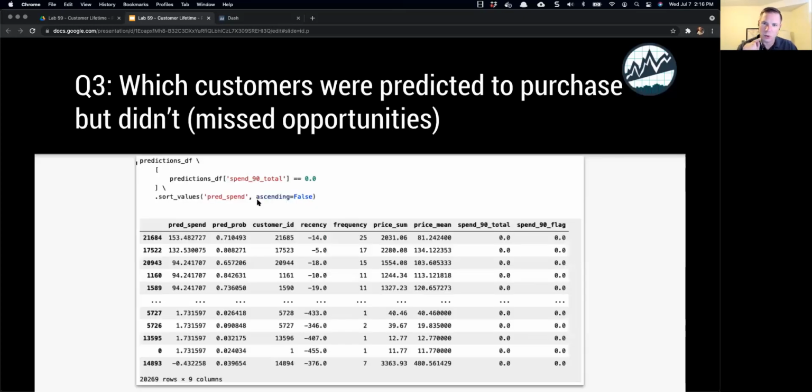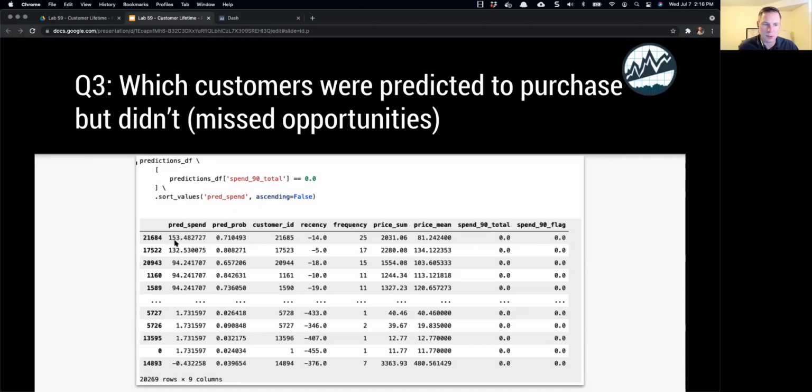The third question: which customers are predicted to purchase but didn't? This is a different type of question. These are people who had a high probability of purchasing, and we can analyze that by taking the predictions that we're going to make. We're going to filter into those who spent $0 in the next 90 days. And then we're going to sort by their predicted spend values.